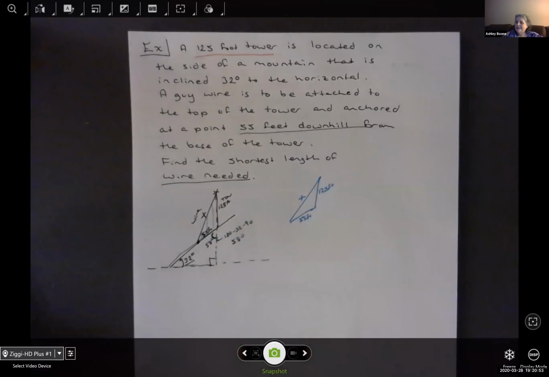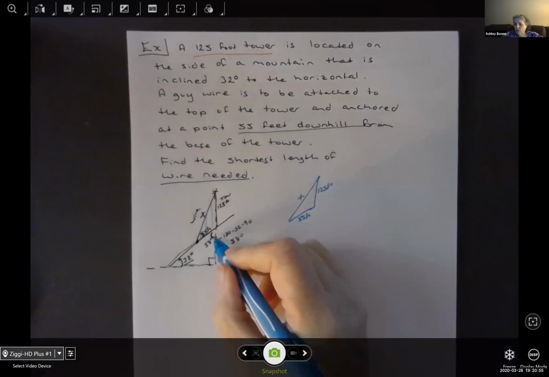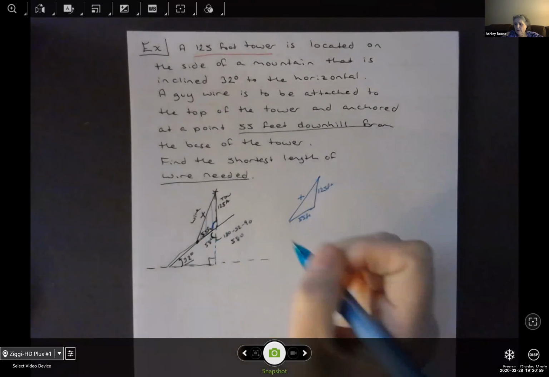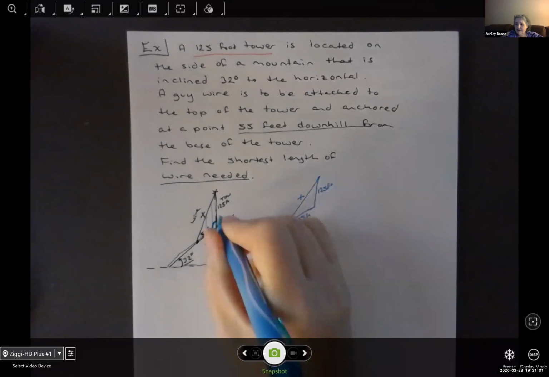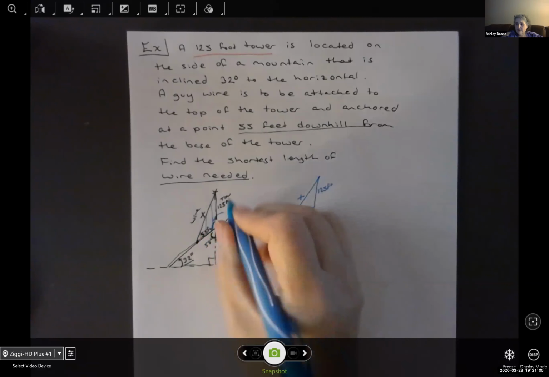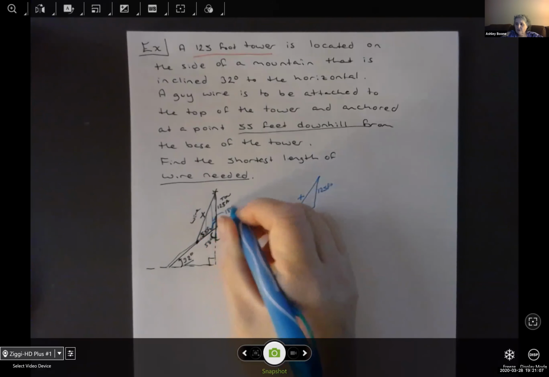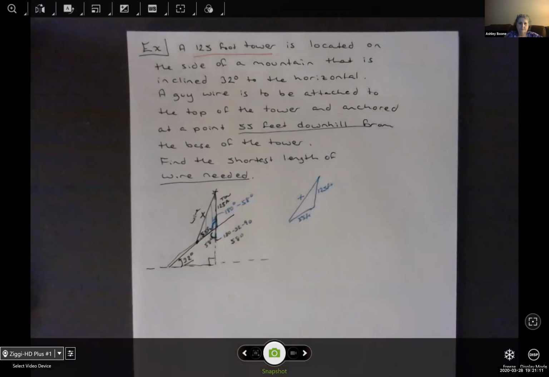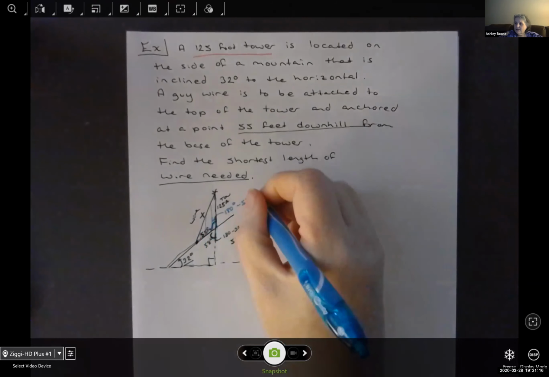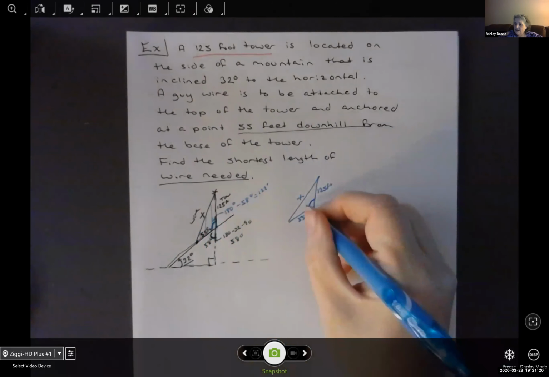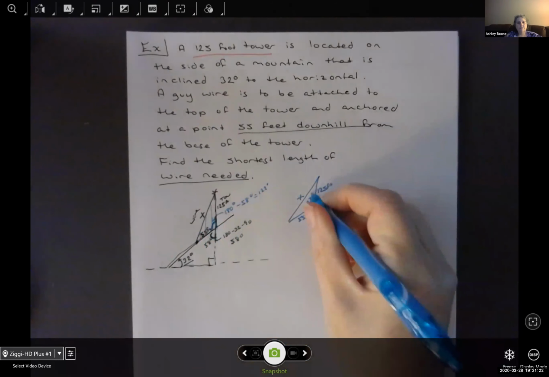Notice that it, along with this angle here, would form a straight line. So I can get this angle here, since they form a straight line is 180 degrees. So I can get 180 degrees minus 58 degrees. And that angle there is 122 degrees. So I know this angle right here is 122 degrees.